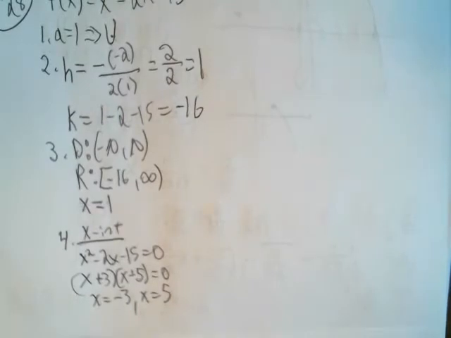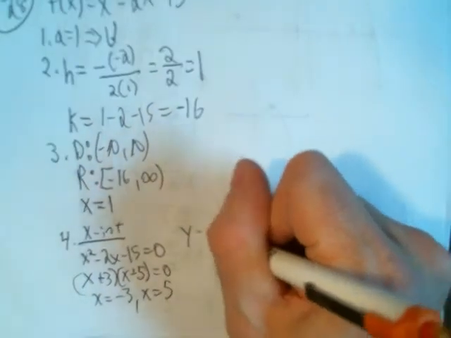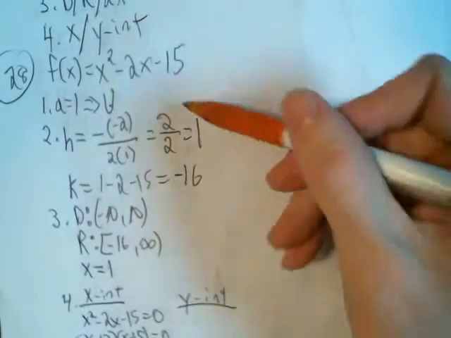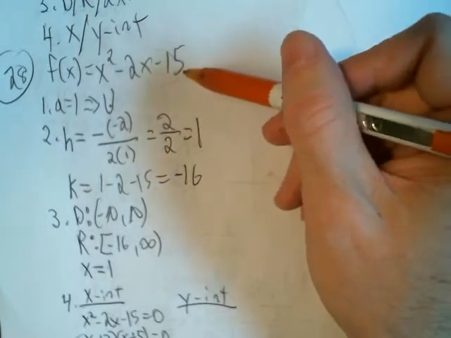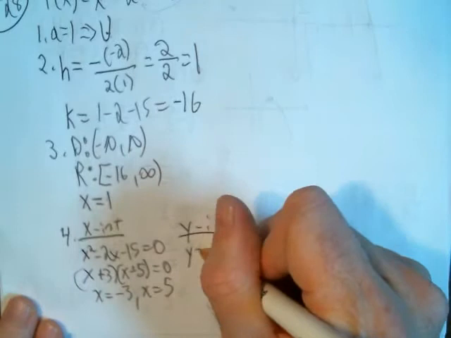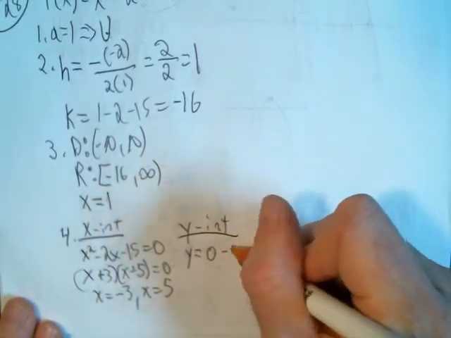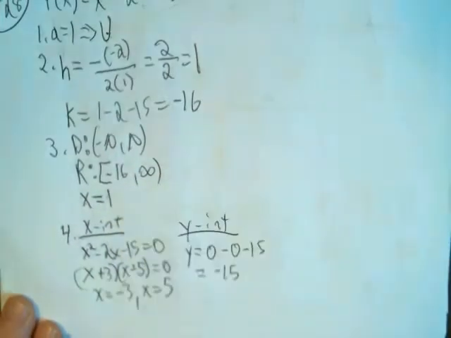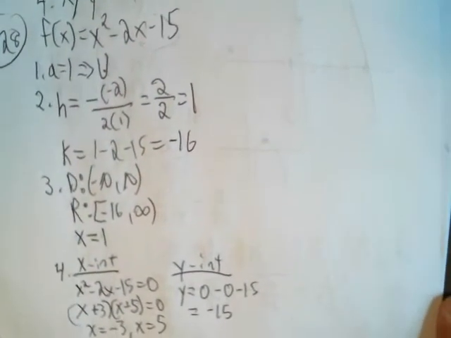And then the y-intercept. This is always easy in this form because it turns out to just be this last number, negative 15. This will be 0, this will be 0 when you plug in 0. So what did I say? y equals 0 minus 0 minus 15. In other words, y is negative 15 for your y-intercept. And that's all the info you need.